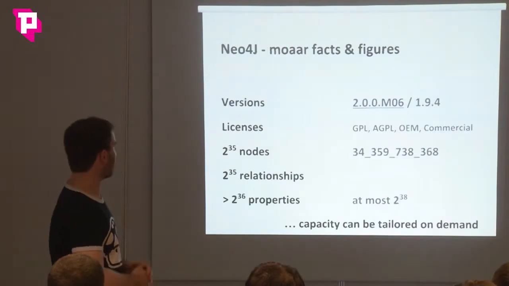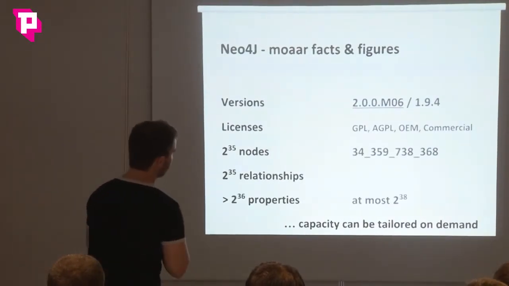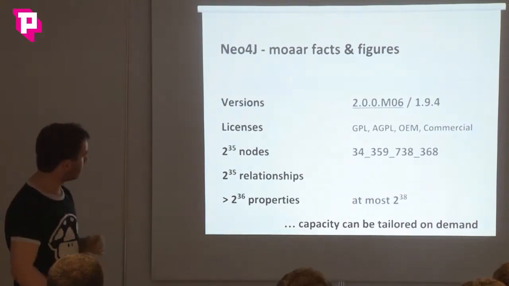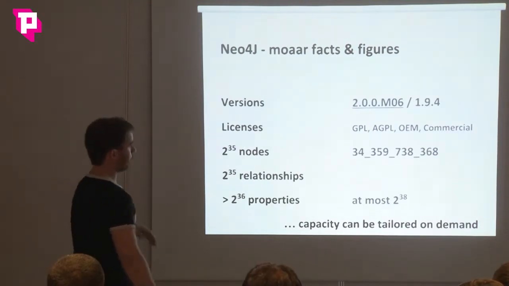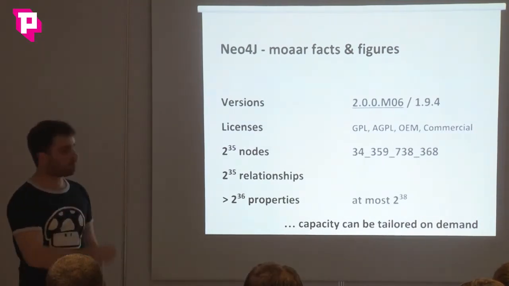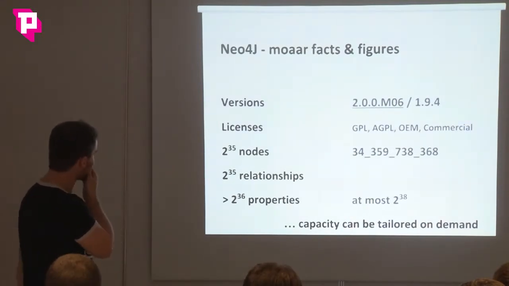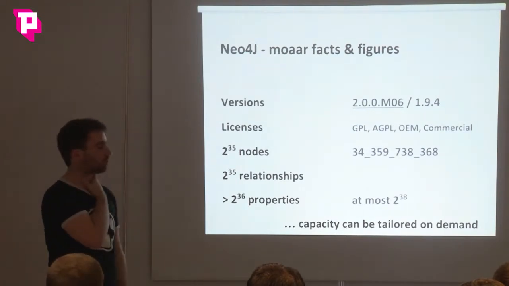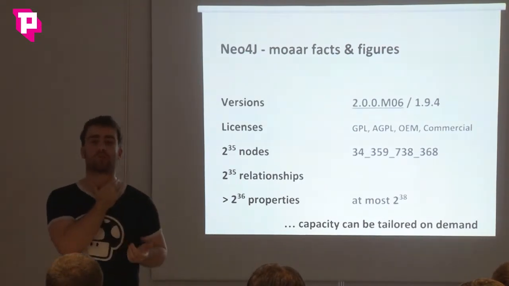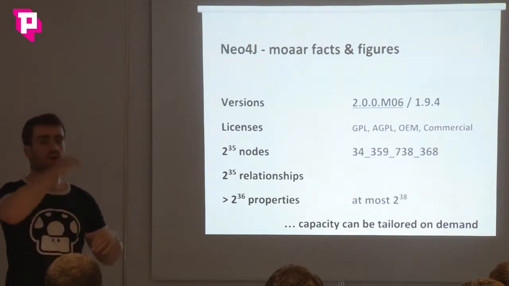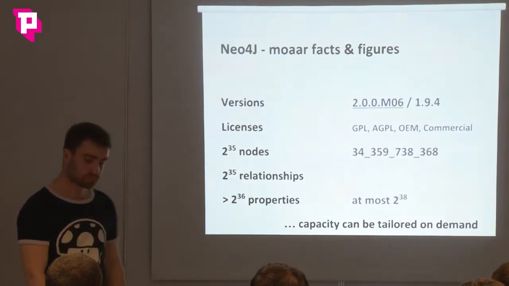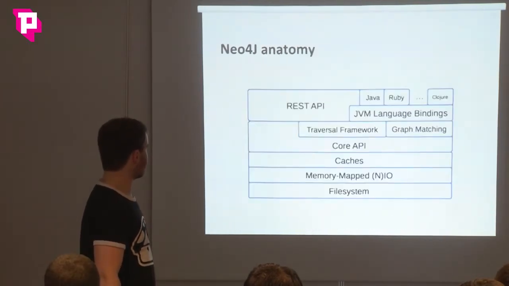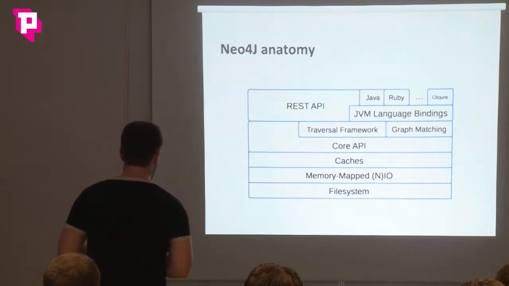And Neo4j is currently at milestone 2.0. I'm going to focus on 2.0 only because there were many long-term changes. They have several licenses depending on your business. They can support many nodes and relationships, for instance, so you still have time before you reach the limit. And even if you reach the limit, you can negotiate to raise the limit even more.